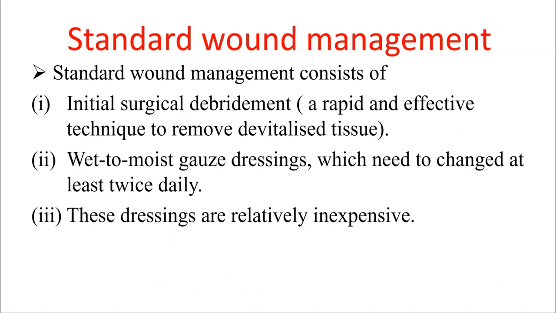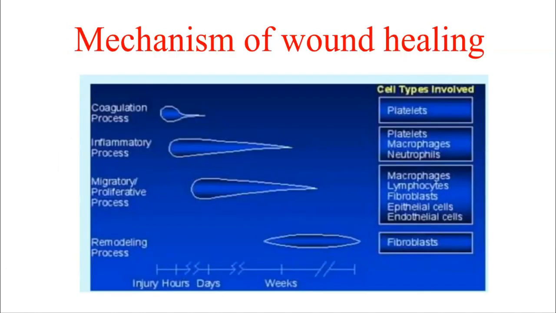So standard wound management consists of initial surgical debridement, a rapid and effective technique to remove devitalized tissue, followed by wet to moist gauze dressings which need to be changed at least twice daily. These dressings are relatively inexpensive. So, mechanism of wound healing.